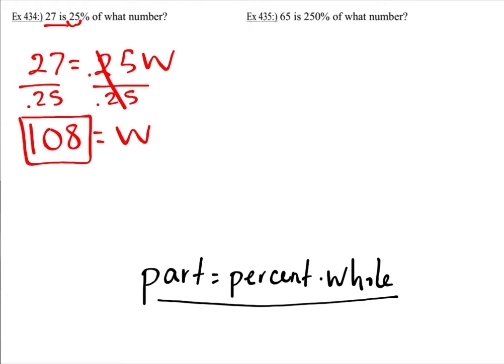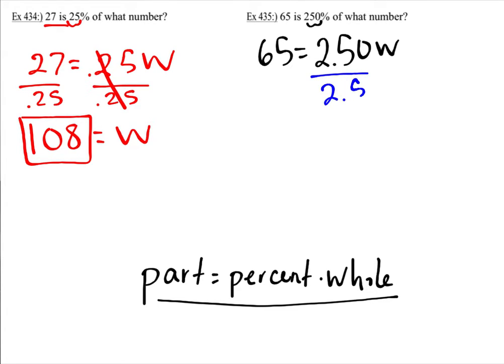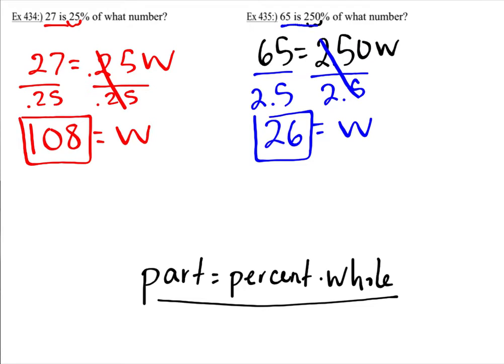Okay, 65 is 250% of what number? 65 is 250%, which would be 2.50 when we move the decimal, of what number? Then we can solve it. Divide both sides by 2.5. And this will give us the whole number is 65 divided by 2.5, which is 26. Which means 65 is 250% of 26.